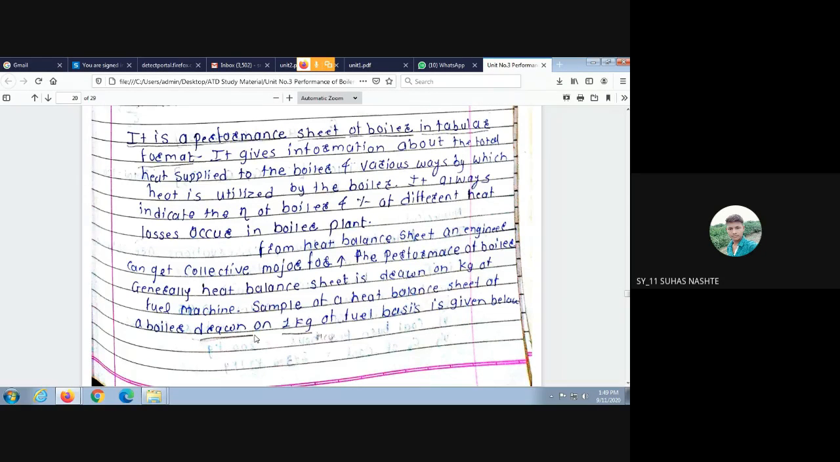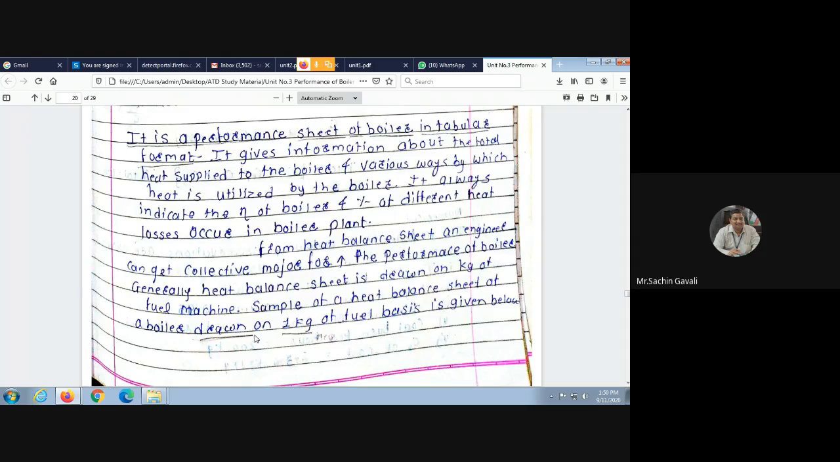From the heat balance sheet, an engineer can get corrective measures for increasing the performance of a boiler. Generally, the heat balance sheet of a boiler is drawn on a 1 kg of fuel basis.